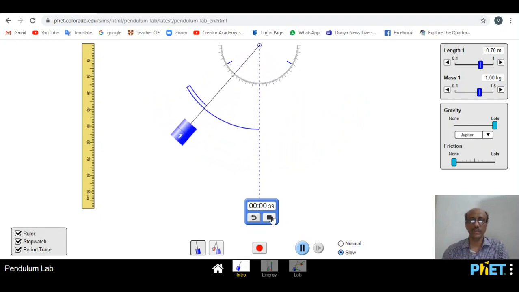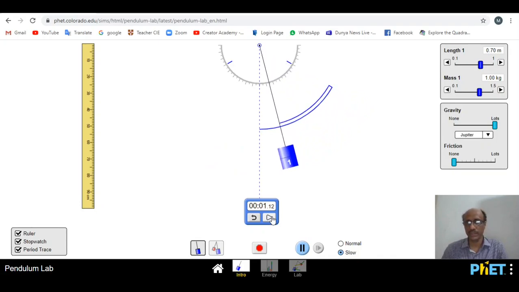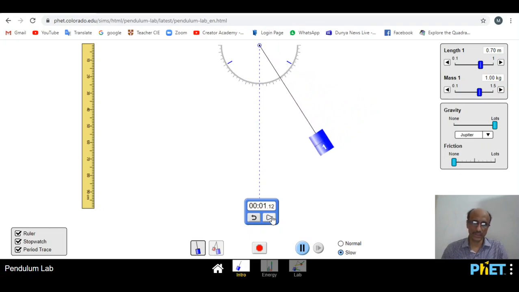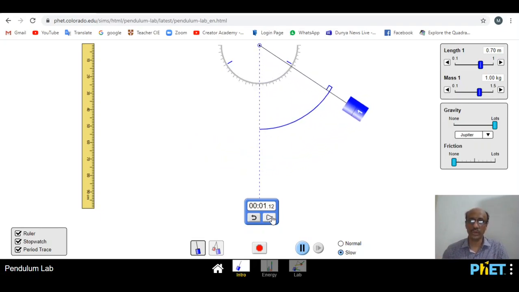And then what will we deduce from this result? 1.12. So what do you think? Is the value of the gravity on the surface of Jupiter more than the surface of Earth, or is it less than the surface of Earth? The more the gravity, the less the time period. So it means that the gravity on the surface of Jupiter is more as compared to the Earth, because the time period is 1.12 seconds. So gravity and the time period are inversely proportional to each other.